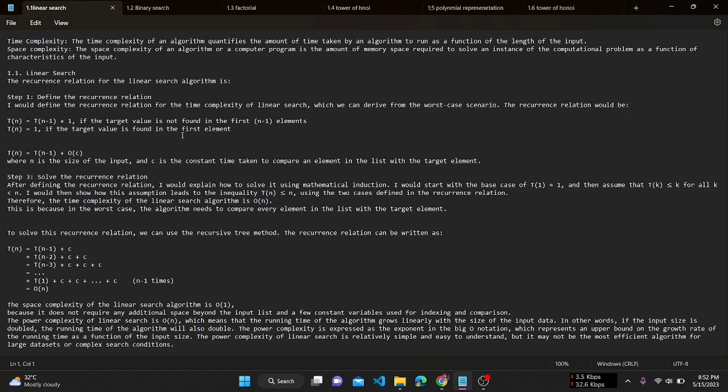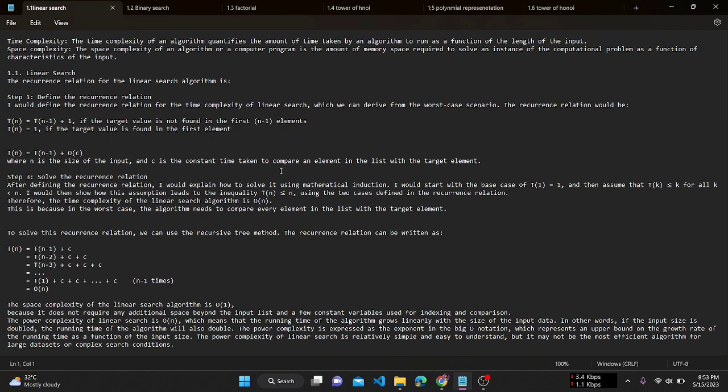T of n equals 1 if the target value is found in the first element. T of n is equal to T of n minus 1 plus O of C, where n is the size of the input and C is the constant time taken to compare an element in the list with the target element. Step 3: solve the recurrence relation.